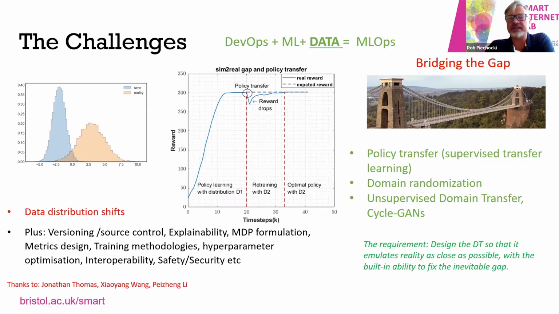Just to wrap up, just one message to take home. We will need digital twins, absolutely. And when we design digital twins, obviously, we should strive to emulate reality as close as possible, but at the same time, build in handles so that we can fix the inevitable gap between emulation and reality. And with that, I'd like to stop here.